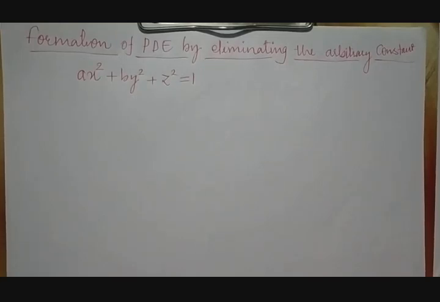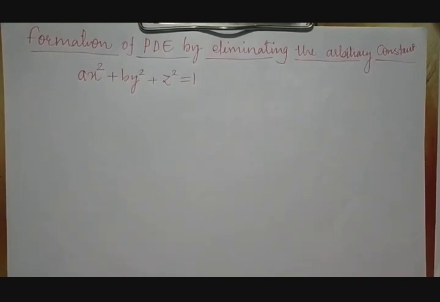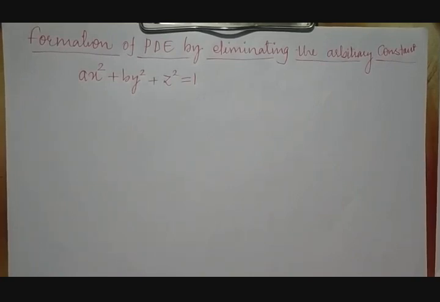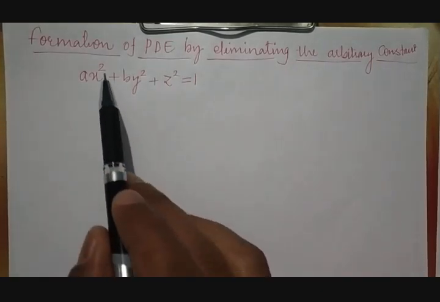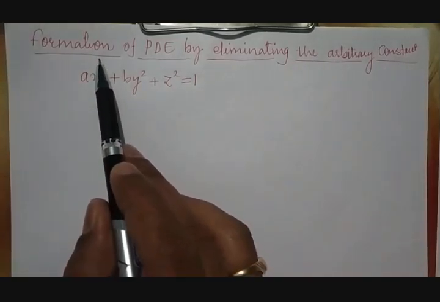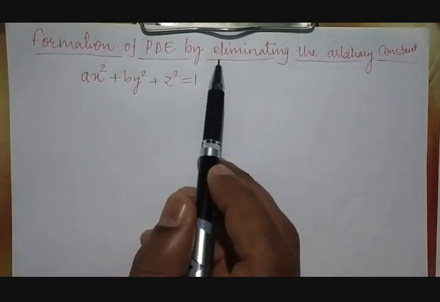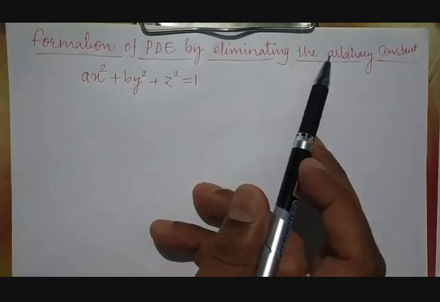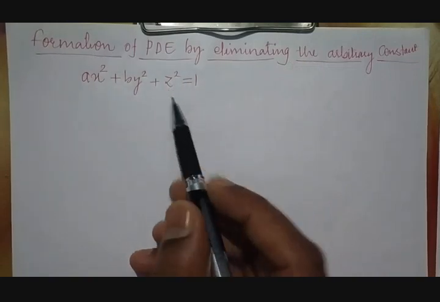Good morning, students. Today we'll discuss model number 3, partial differential equation. In a partial differential equation, we already discussed its basic part. So now we'll move with an example. In the example, we need to form a partial differential equation by eliminating arbitrary constants from a given equation.